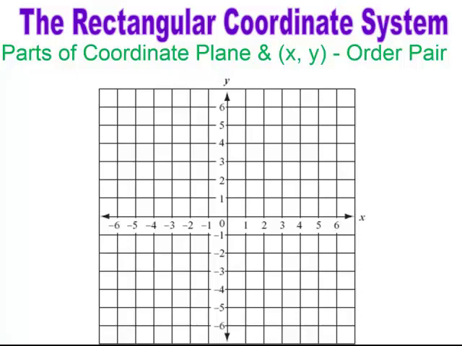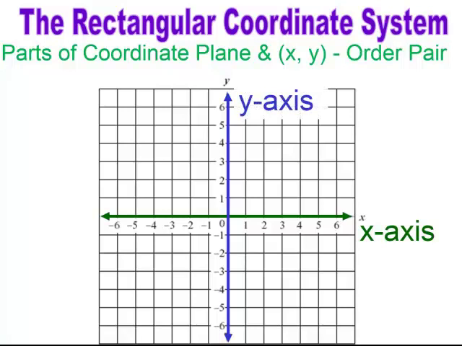Rectangular coordinate system, parts of the coordinate plane and ordered pairs. An ordered pair is an x and a y. The horizontal axis is known as the x-axis, and the vertical axis is known as the y-axis. And where the two lines cross or intersect is a point, and that point is known as our origin.